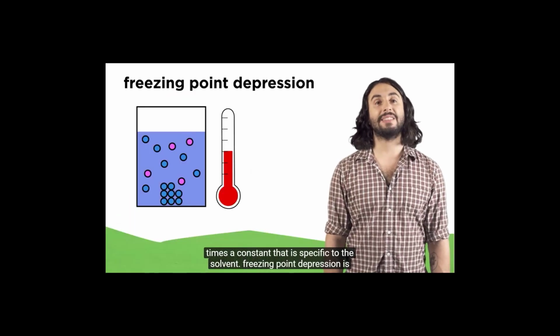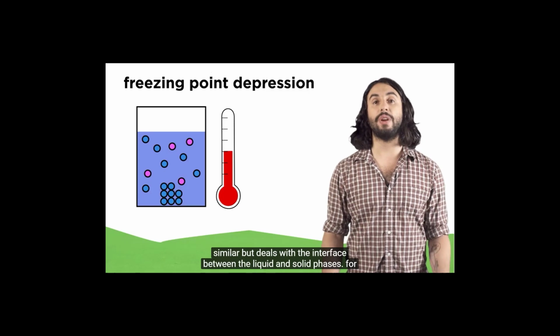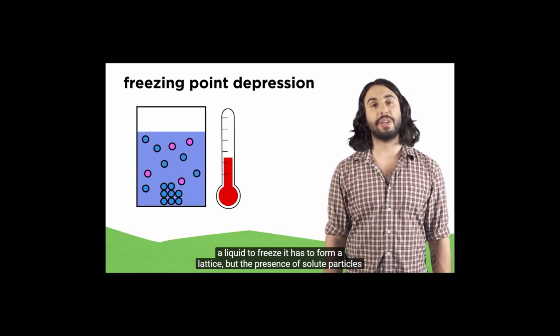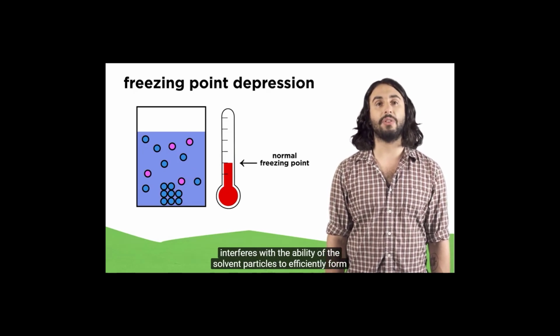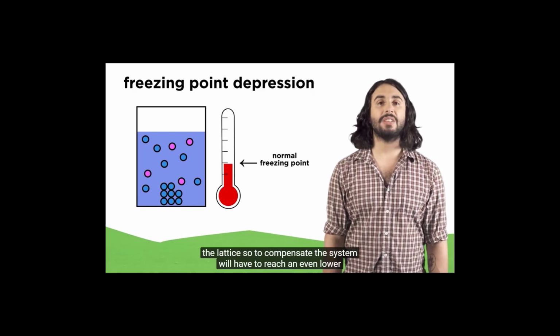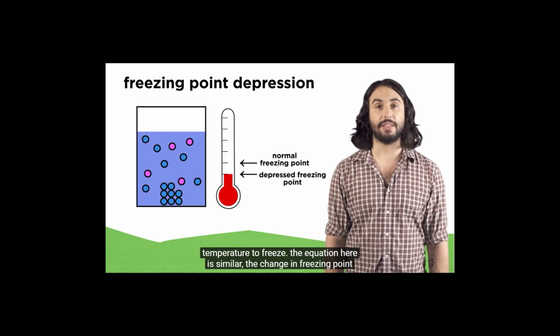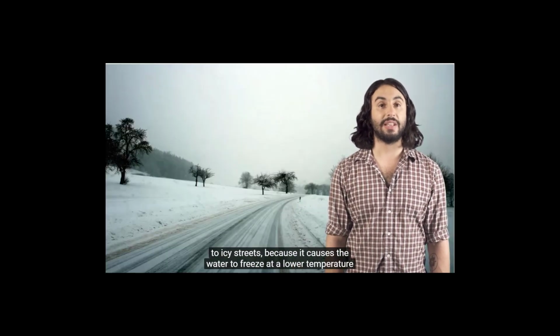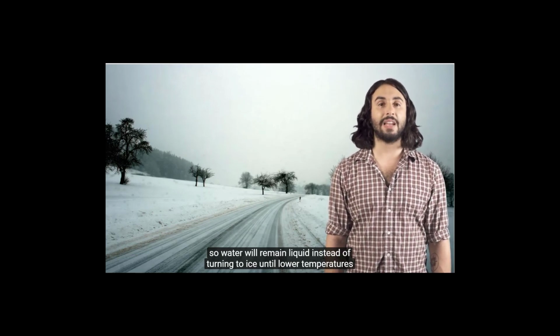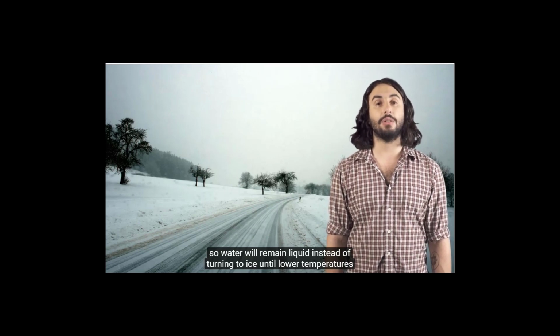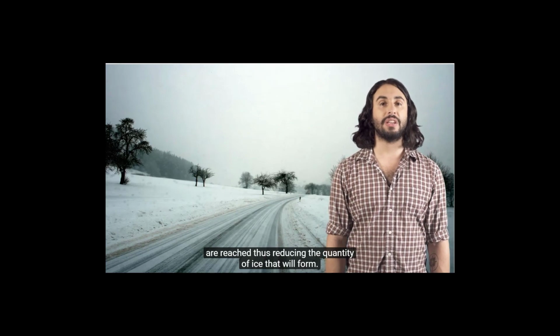Freezing point depression is similar, but deals with the interface between the liquid and solid phases. For a liquid to freeze, it has to form a lattice. The presence of solute particles interferes with the ability of the solvent particles to efficiently form the lattice. So to compensate, the system will have to reach an even lower temperature to freeze. This is why we add salt to icy streets, because it causes the water to freeze at a lower temperature, so water will remain liquid instead of turning to ice until lower temperatures are reached, thus reducing the quantity of ice that will form.